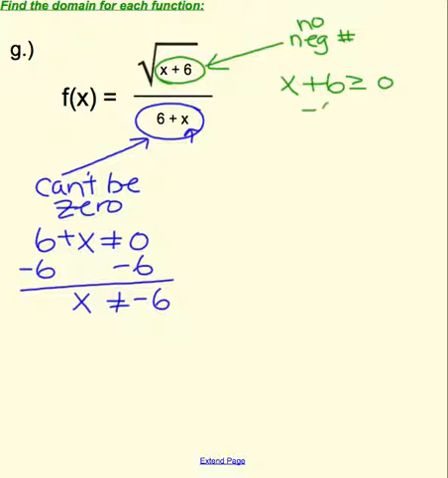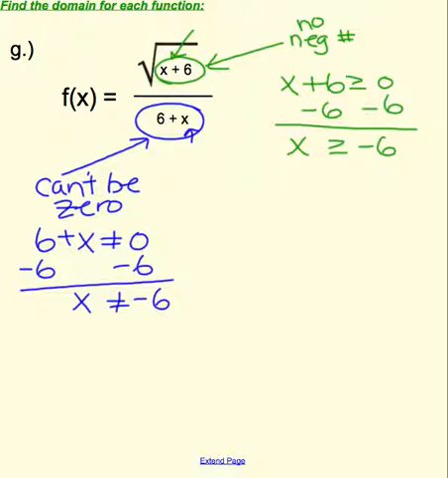So we're going to solve this for x again. We're going to subtract 6 from both sides, and we get x must be greater than or equal to negative 6. If I throw in anything less than negative 6, it would make it a square root of a negative number.